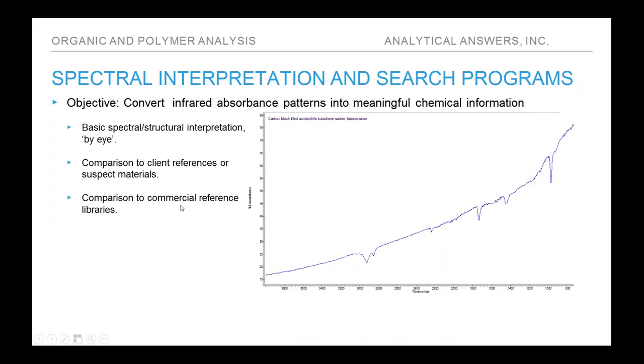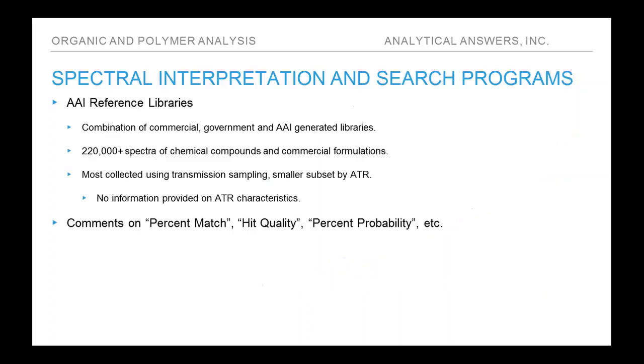Ideally, we'd like to compare the unknowns to perhaps some references or suspect materials, but we also compare it to our commercial reference libraries. And like I said, I've seen a lot of reports from other laboratories out there that will just give us a search report and say, well, here's the search report, here's what the search program says it is, and I'm very, very uncomfortable with that sort of analysis.